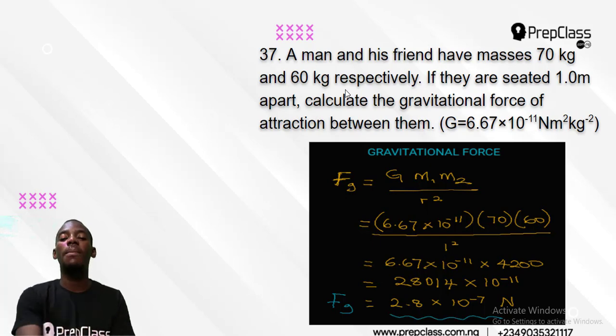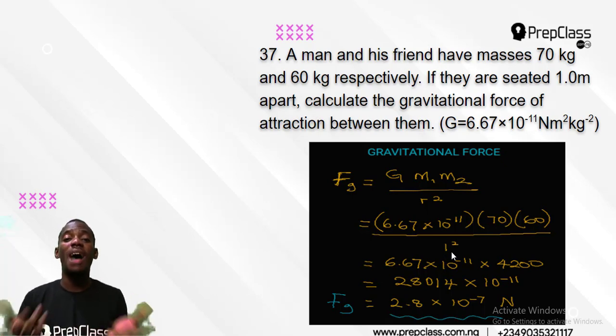Okay, now let's put in the G. Gravitational constant is 6.6 times 10 to the power minus 11. Then my mass m1 is 70, my mass m2 is 60, over the distance r squared. That's r squared, and that's 1 meter squared. 1 squared is still 1, and that means it is not really applicable. So 1 squared is 1. It's not really going to affect my answer.